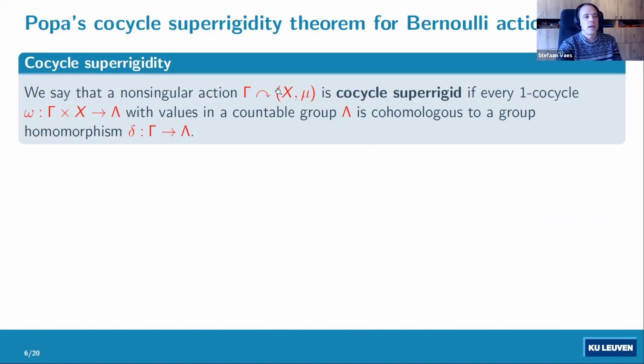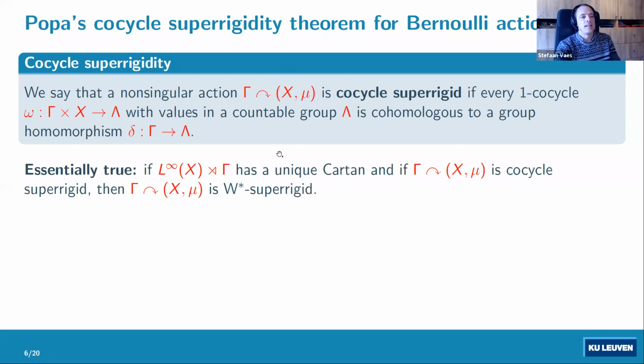So here is the famous Cocycle superrigidity theorem of Sorin Popa. First, there is the definition. We say that a non-singular action is cocycle superrigid if any one cocycle with values in any countable group happens to be cohomologous to a group homomorphism. So this is, of course, the strongest you can hope for. And it is essentially true.